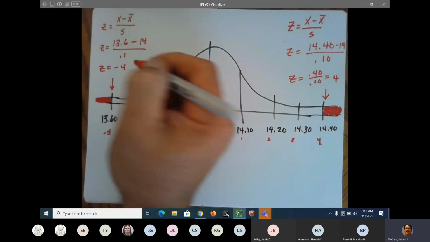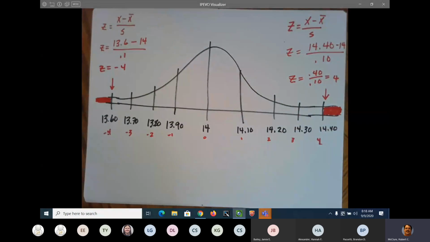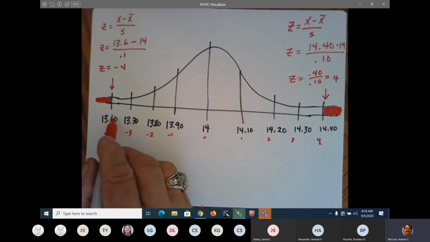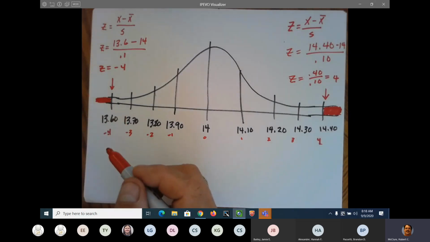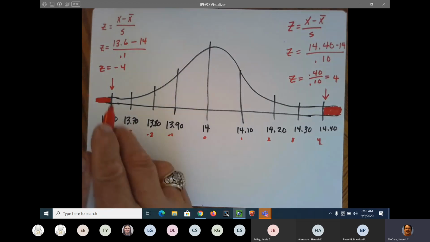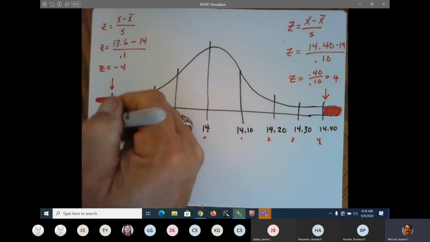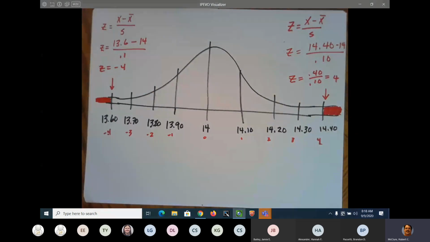Sometimes it doesn't. Okay, so sometimes they're not going to give you exactly 13.6. Sometimes it may be 13.25 or 13.85 or something like that. And in this case, anything beyond -4 and +4 is going to be destroyed.